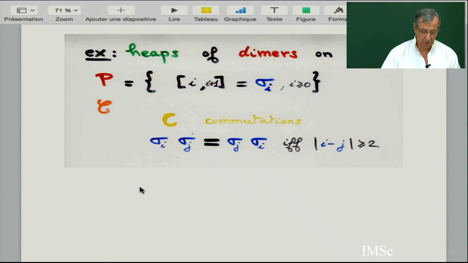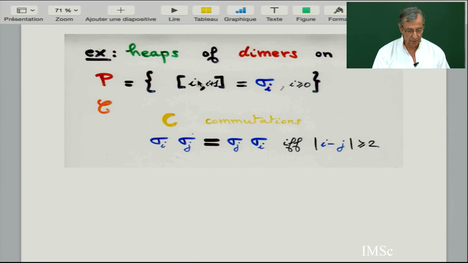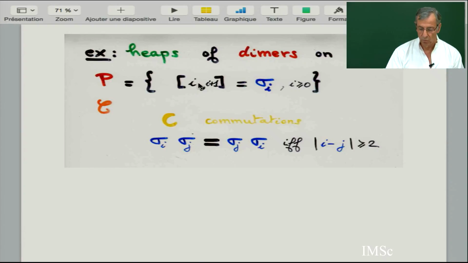For example, heaps of diamonds. You take the basic piece to be the pair {i, i+1}. I call this generator sigma i. So for the dependency relation, two diamonds are in dependence if and only if the intersection is non-empty. And the complement of this relation is the commutation relation. Two such diamonds commute if and only if, as subsets {i, i+1}, they are disjoint, which means that the distance between i and j is bigger than or equal to 2.